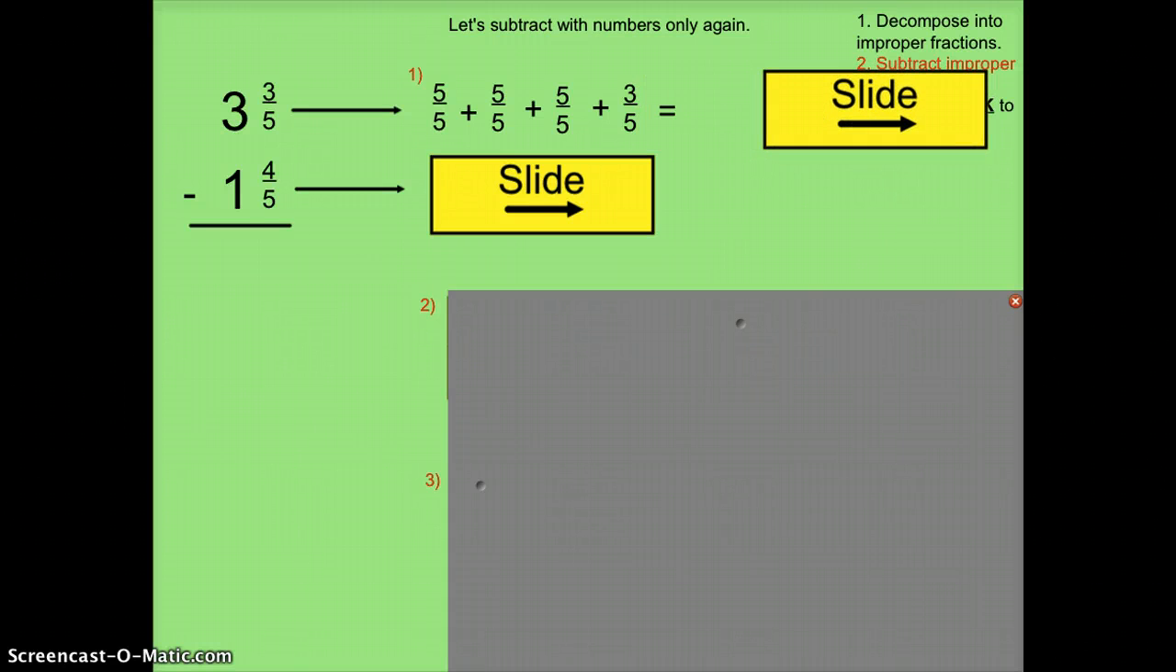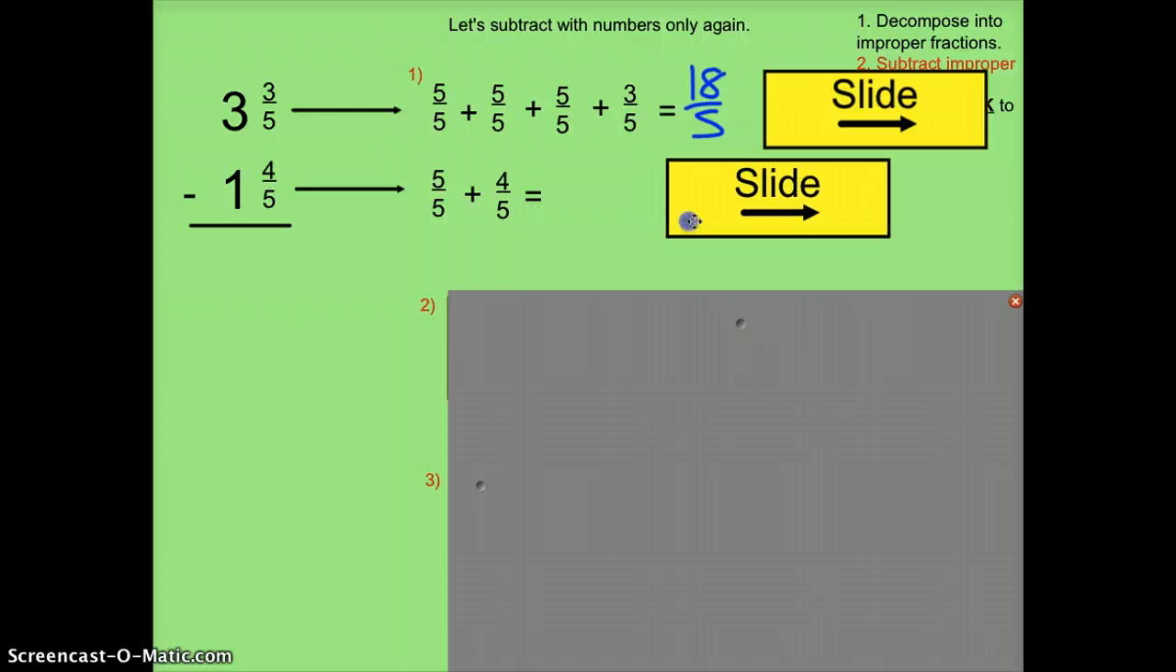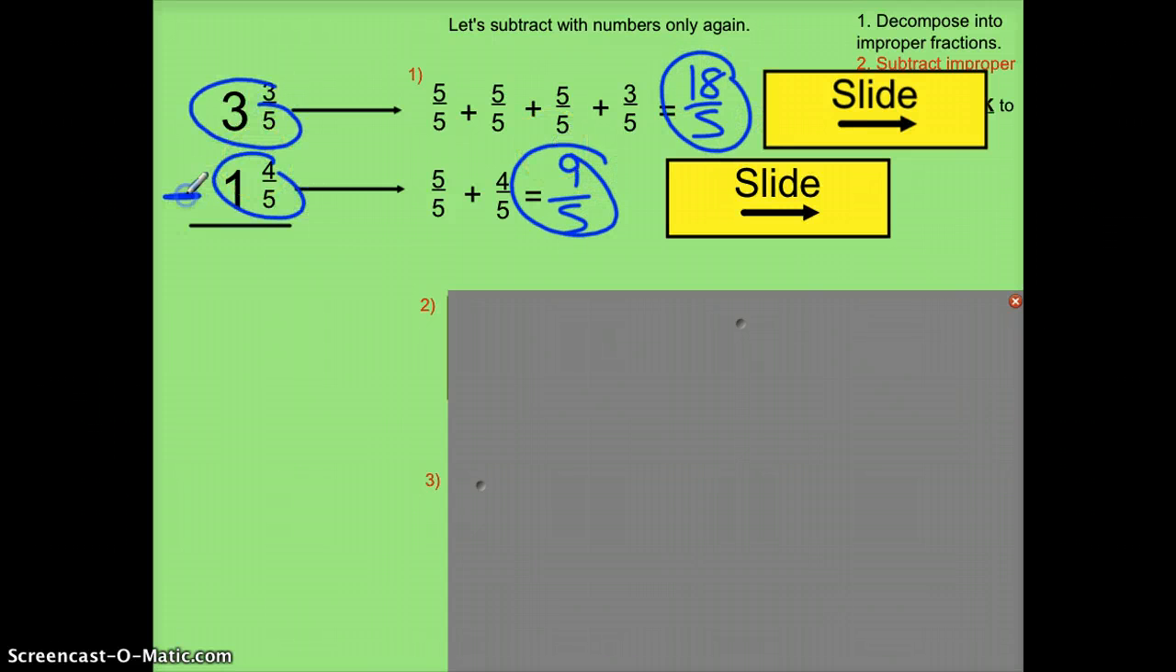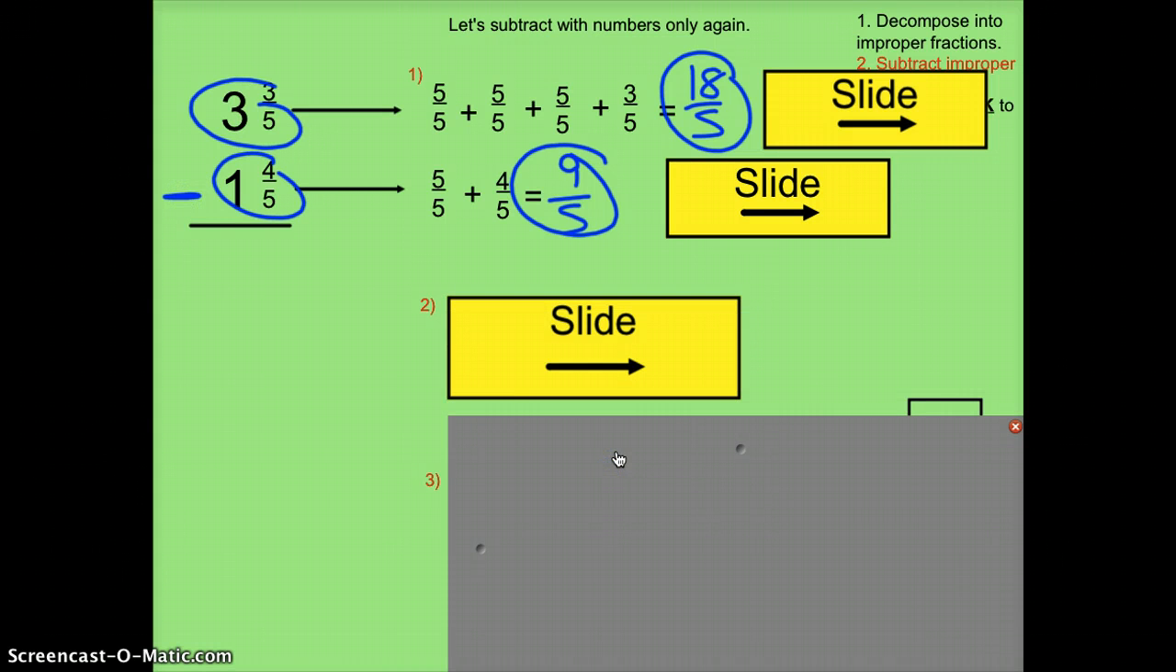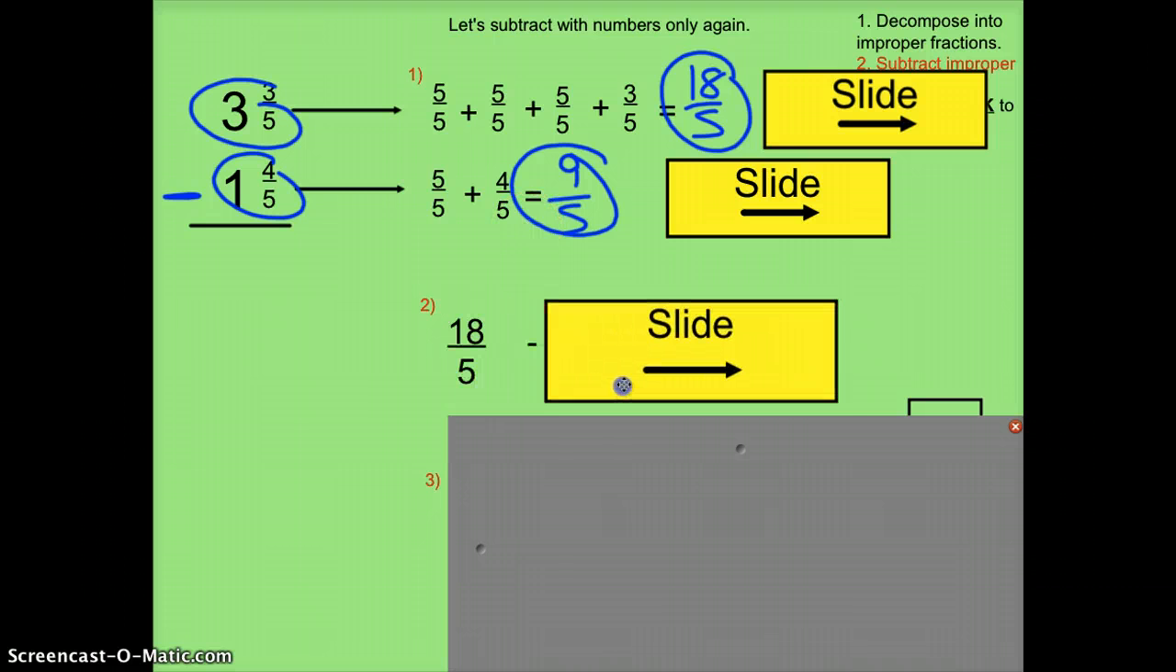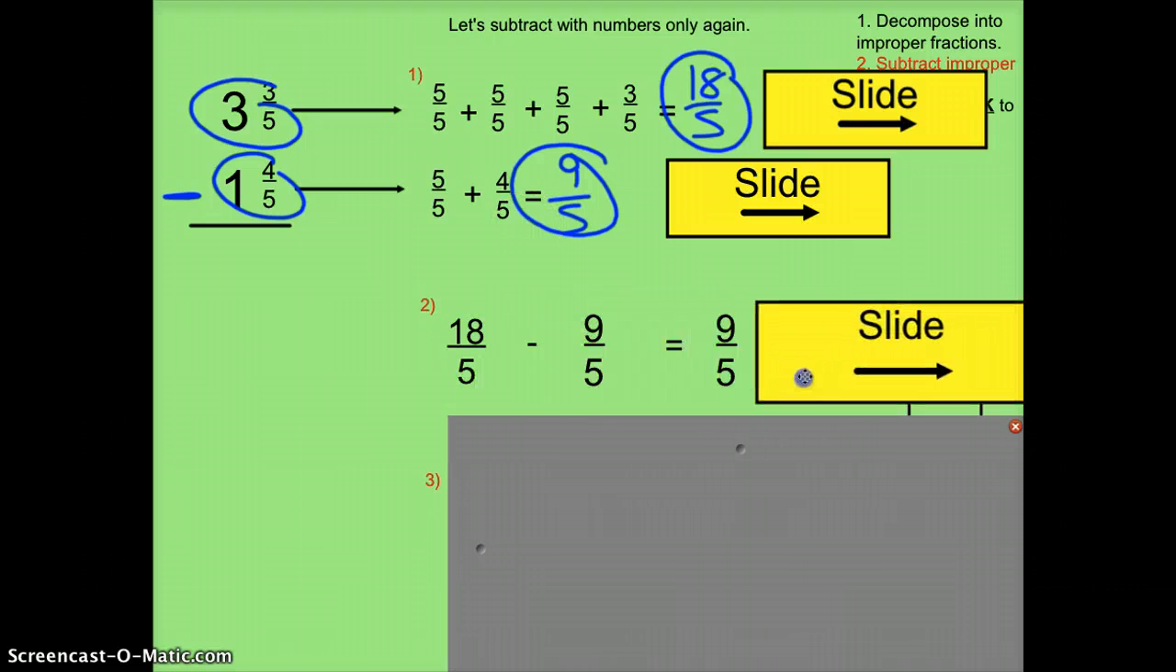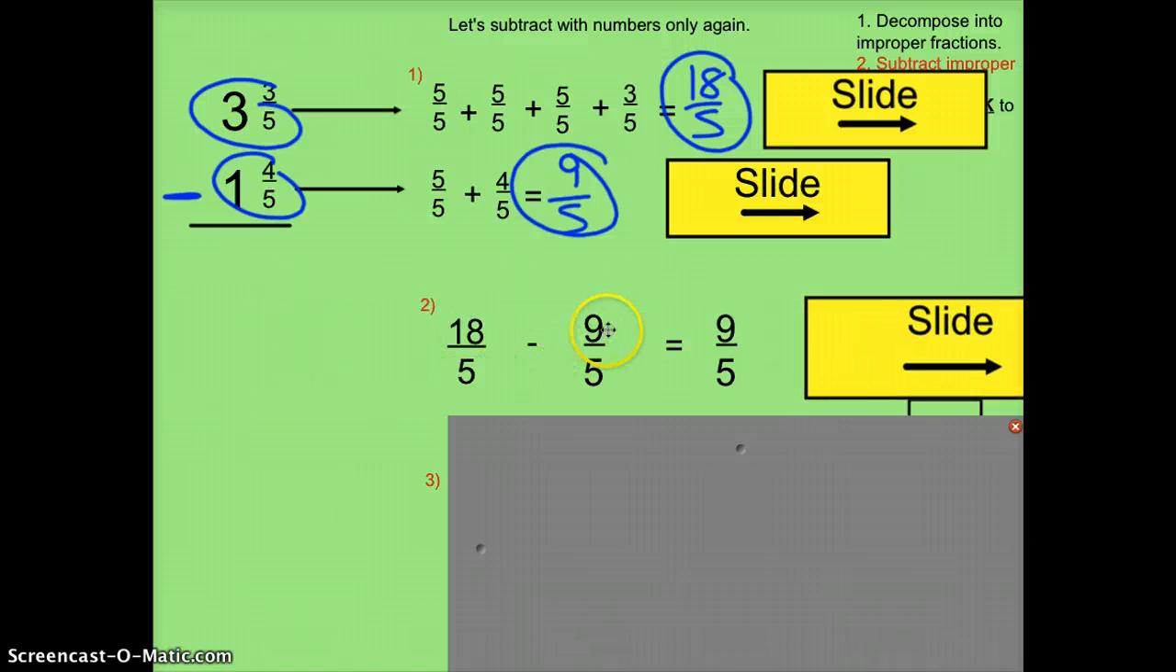I'm going to turn that into an improper fraction. 5, 10, 15, plus 3 is 18/5. Let's look at our second number. 5/5 one time, plus 4/5 equals 5 plus 4 equals 9/5. These are the two values that replaced these, and I'm just going to subtract them. So again, the number sentence should say 18/5 minus 9/5. 18/5 minus 9/5 equals 9/5. 18 minus 9 is 9.